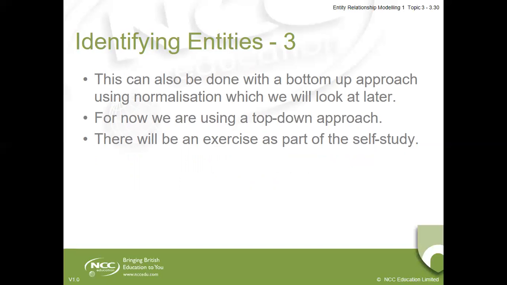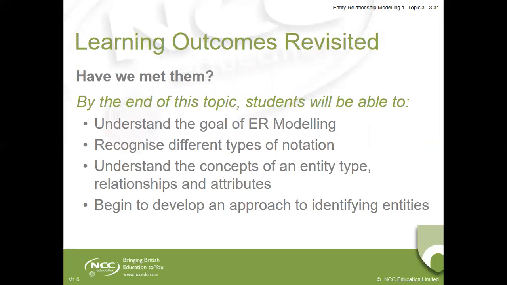No, it's coming. Wait for you. So this can also be done with a bottom-up approach. Actually, this one is called a bottom-up approach, where you can start with the entities, then attributes, then relationship. For now, we are using a top-down. By the way, starting with entities is called a top-down, but there's also a bottom-up where we can start with attributes. You start with attributes, then you identify the entities. Then there will be an exercise as part of the self-study. Okay, do we have questions? Do you have any questions?